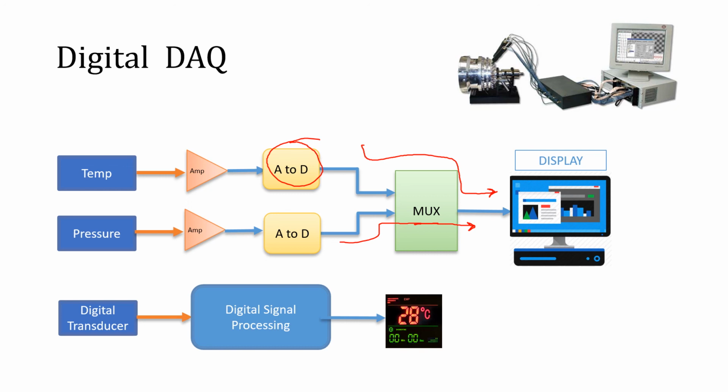Another example is the case where we have a digital transducer itself. In that case there is no need of an analog to digital converter. We may simply have digital signal processing so that we can do some signal processing tasks like amplification or level shifting, and these signals can be directly given to the display device. So digital data acquisition is quicker than the analogous one. The main advantage in a digital system is that the display we have is a digital one, like a computer screen or some other dedicated display device for that data acquisition system.